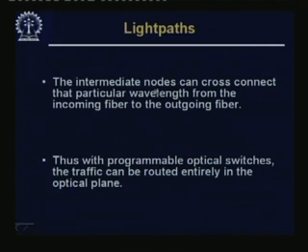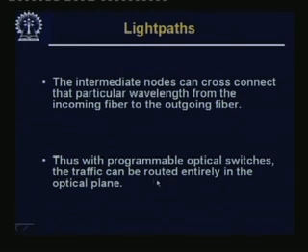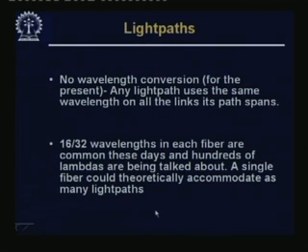The intermediate nodes can cross connect that particular wavelength from the incoming fiber to the outgoing fiber. You remember our discussion about digital cross connect, maybe through MEMS, that means through movable mirrors. A particular wavelength is coming through one fiber, and we direct it through some mirror to another fiber on that same wavelength. It is as simple as that. Thus, with programmable optical switches, the traffic can be routed entirely in the optical plane. This is our holy grail actually.